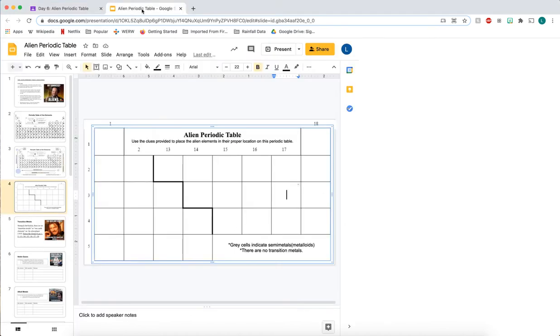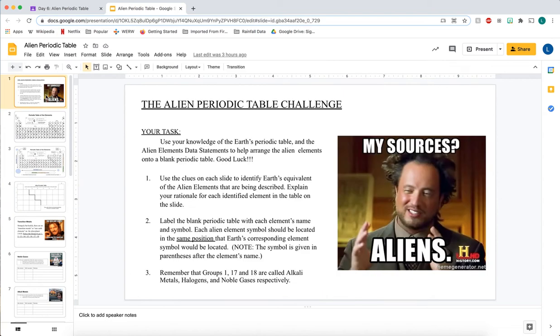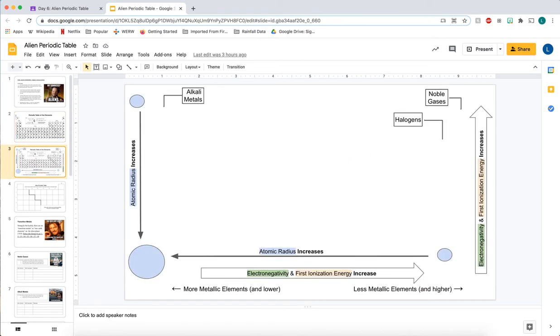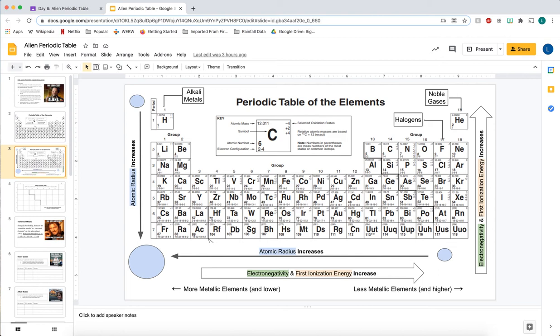So if you open up the slides, you're going to find first a little background about your task, some directions, a screenshot of our periodic table. You'll notice I've taken out the rare earth metals. Those are not going to be part of this assignment, just so I can blow it up and make it as big as possible. Then here's a little cheat sheet with our periodic trends that we have been discussing the last few lessons. I also labeled some key groups here.